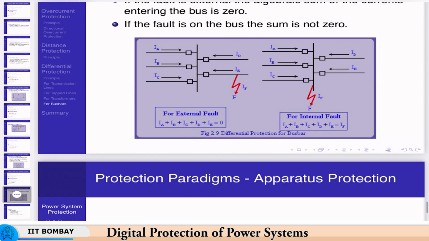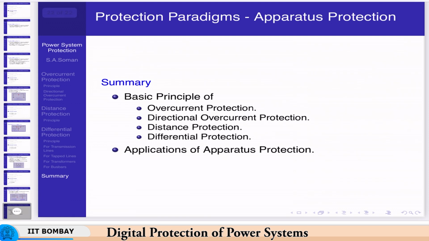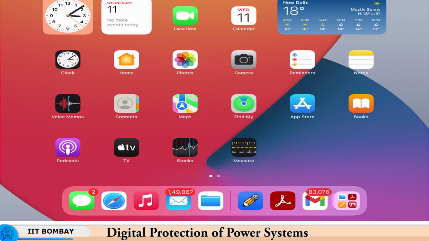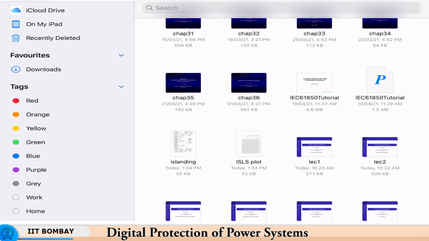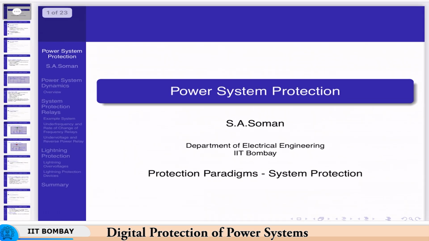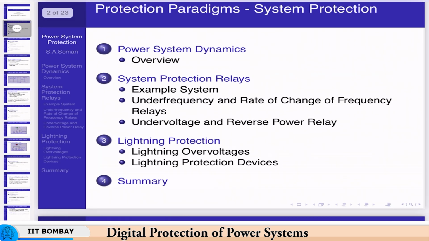So to summarize, we have seen the basic principles of overcurrent protection, directional overcurrent protection, distance protection for transmission lines, and differential protection for transmission lines, transformers and bus bars, and a few applications. Now we will move on to the next paradigm of protection before we look at other protection aspects in detail. We will look at system protection now in a bit more detail, and then we will move on to attributes of protection.